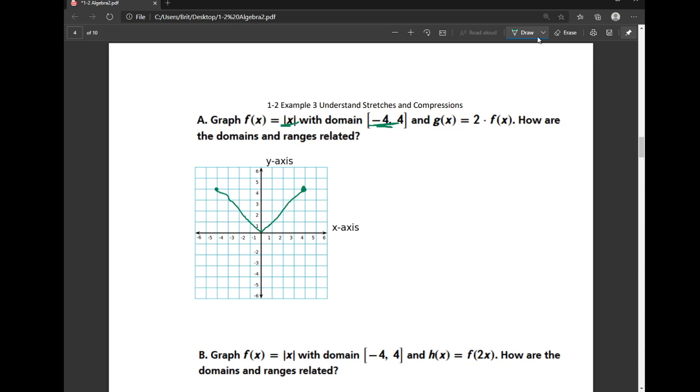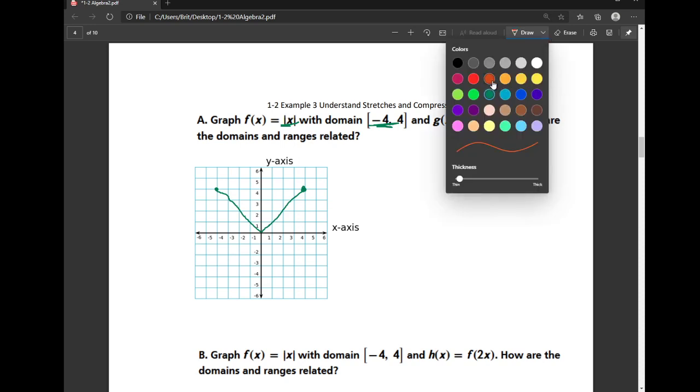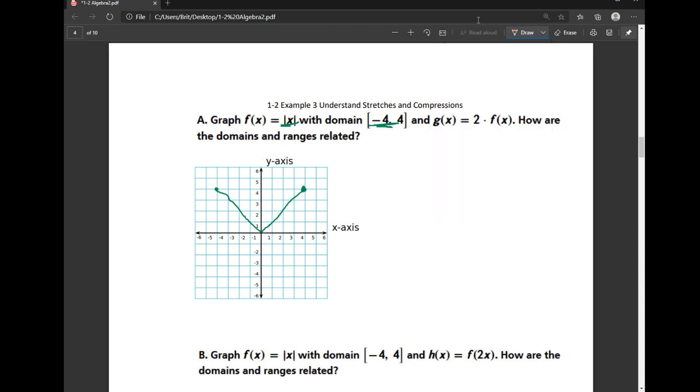So now let's look at what our g of x is. Okay, so the green one's f of x, it's the absolute value of x. So on g of x, what we are doing is we are multiplying the function by 2. So that multiplication tells you you're having either a stretch or a compression. The fact that it's happening outside of the function tells you that it's a vertical change. So that means we are affecting it vertically.